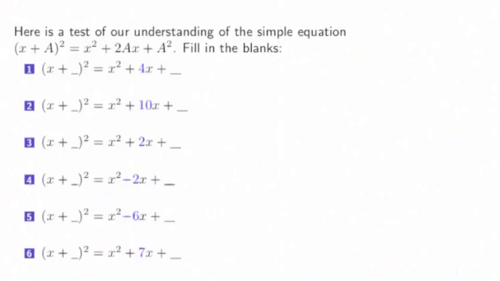For example, in the top equation, since on the right we have x squared plus 4x plus something, then that a part must be a 2. We must have the quantity x plus 2 squared is x squared plus 4x plus something else. The final 4 is forced on us.